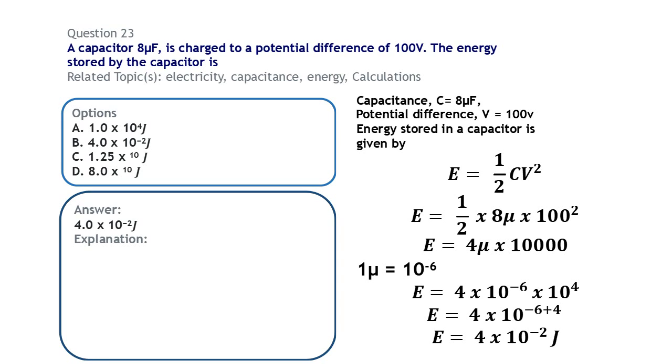So we have 4 micro times 100 raised to power 2, which means 100 times 100, so that is 10,000. Now the value of 1 micro is 10 raised to power minus 6, so we bring that back here. So this is 4 times 10 raised to power minus 6 times 10,000, which is 10 raised to power 4, because we have 4 zeros here. Then we use our law of indices on these two. 10 raised to power minus 6 times 10 raised to power 4 has the same base 10, so you take that common base. When you have multiplication, what we do is add the powers together. So you have minus 6 plus 4. So this will be 4 times 10 raised to power minus 6 plus 4, that is minus 2.